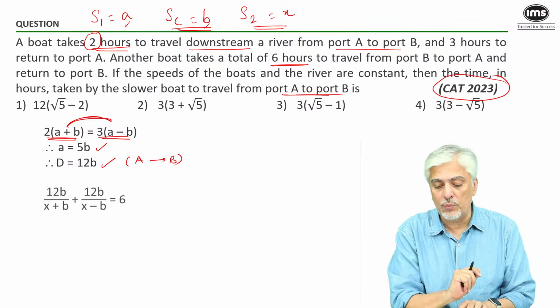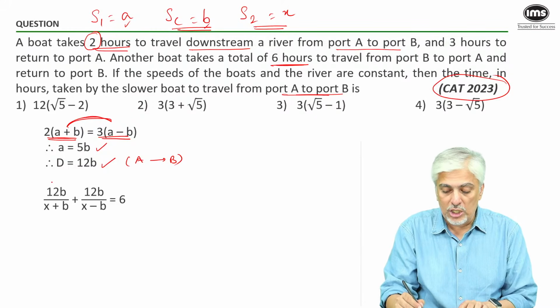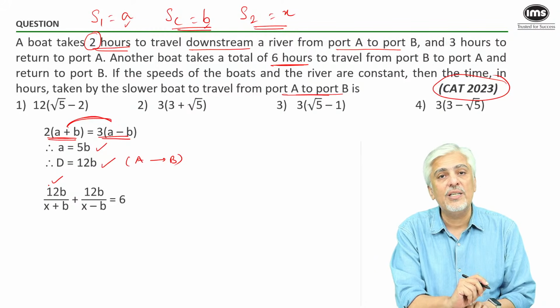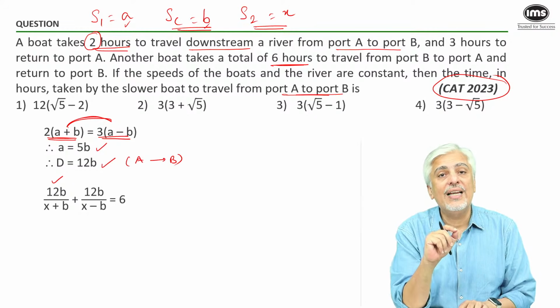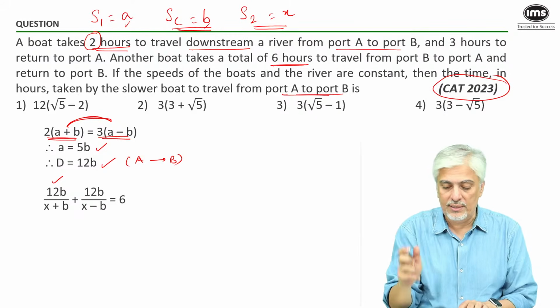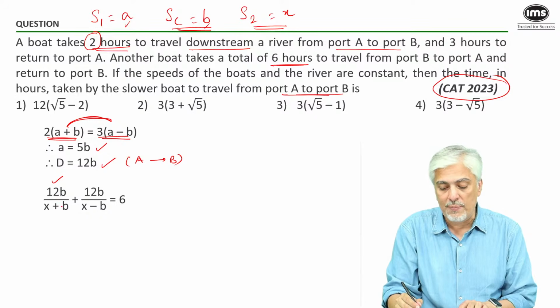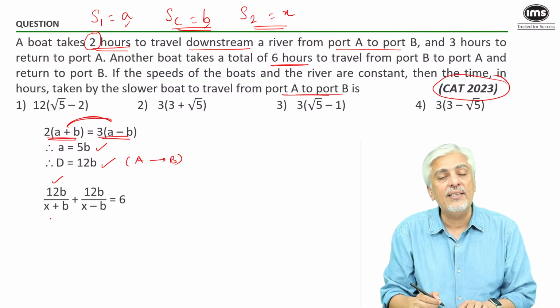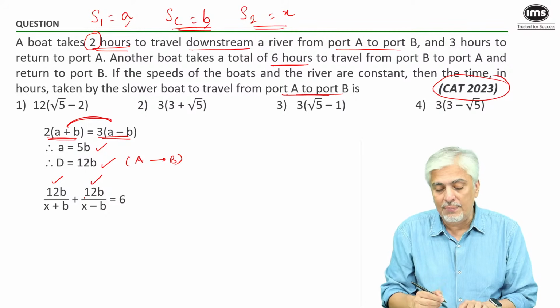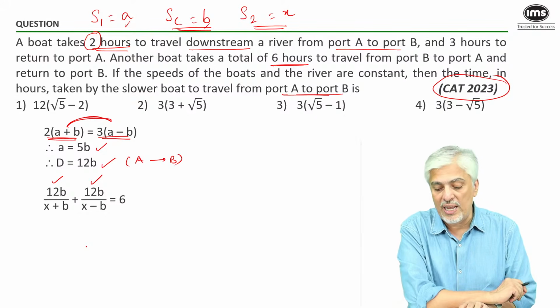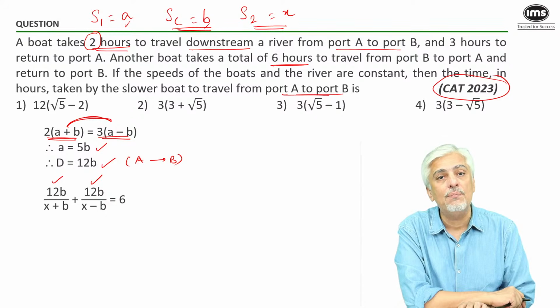So, can we form this equation? Let's have a look at this very carefully. 12B divided by X plus B will be what? That will be your time taken. Time is distance upon speed, right? So, 12B upon X plus B, time taken in downstream, plus time taken in upstream is equal to 6 hours. Now, this is the equation we have where we have a relation between X and B.